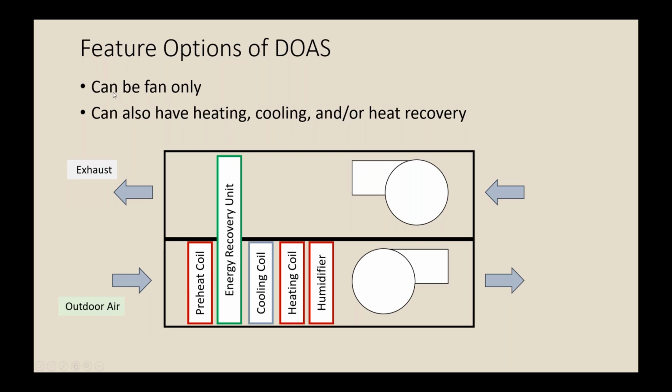So as far as the features inside the DOAS unit, there's quite a few different options in this new DOE23 release. Basically, you can have a preheat coil, there's an energy recovery unit capability, cooling coil, heating coil, and dehumidifier. So it can do combinations of heat recovery, cooling, dehumidification, and humidification. And I'll give some examples of how that is set up and controlled in the models.